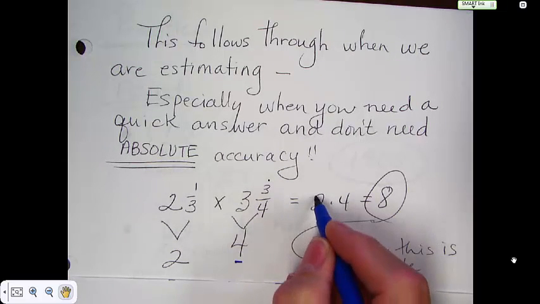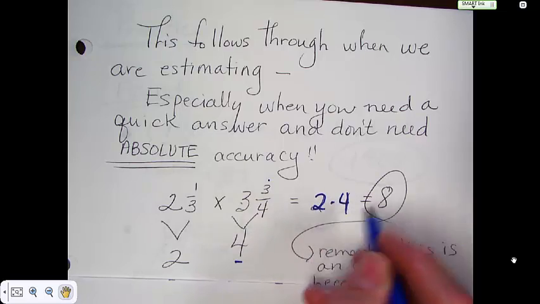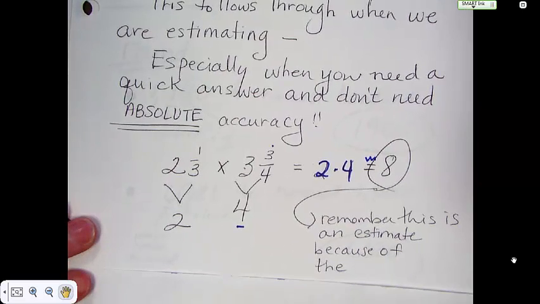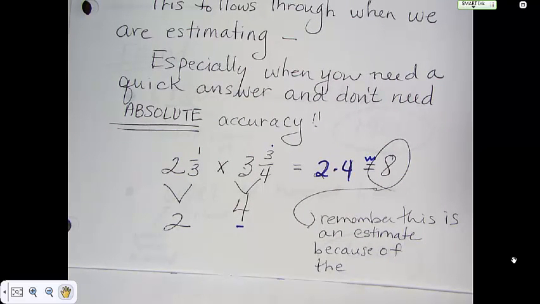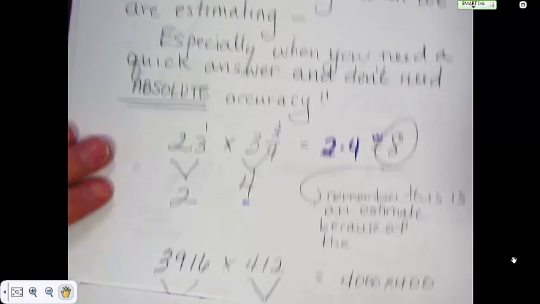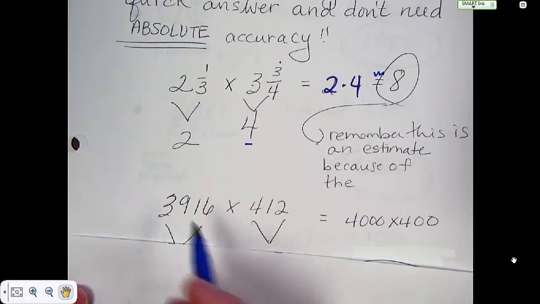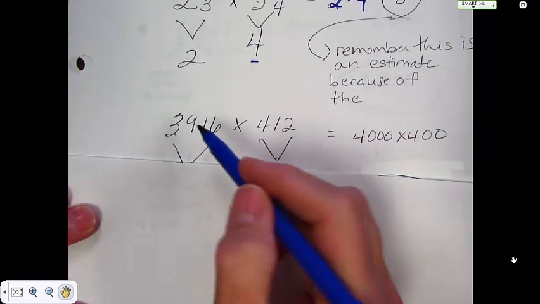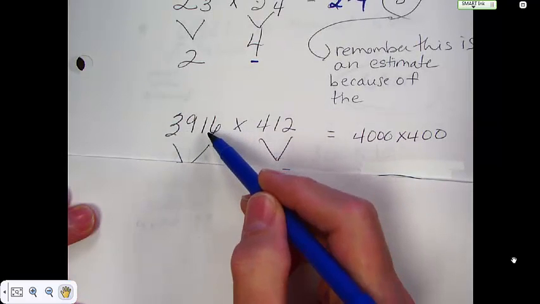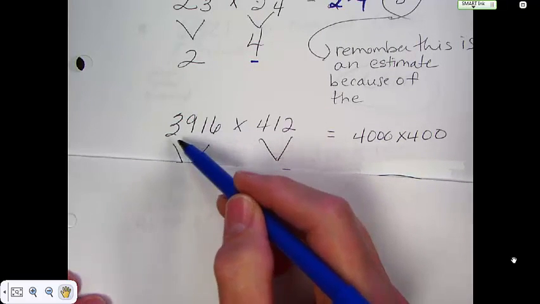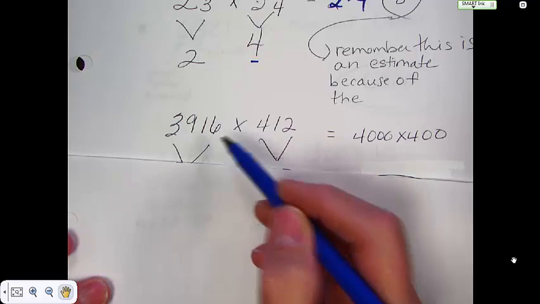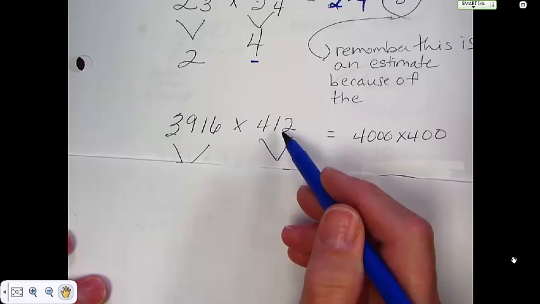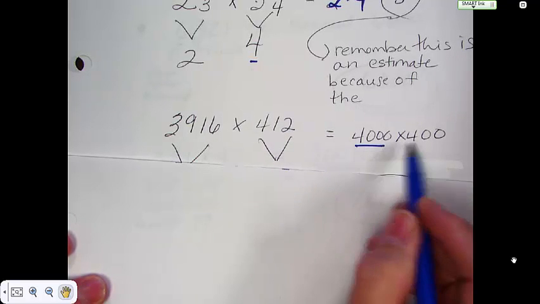We just move these over here and go 2 times 4. Now, remember, this is an estimate. It is not an absolutely accurate amount. It's an estimate. Here's another one. Ooh, big number, okay? 3,916 times 412. Okay? First of all, 3,916, if we're rounding just to the whole numbers, this is going to be rounding to 4,000. Okay? This 412, definitely not going to go to 500. It's going to stay at 400. So we rewrite it over here. We end up with 4,000 times 400.